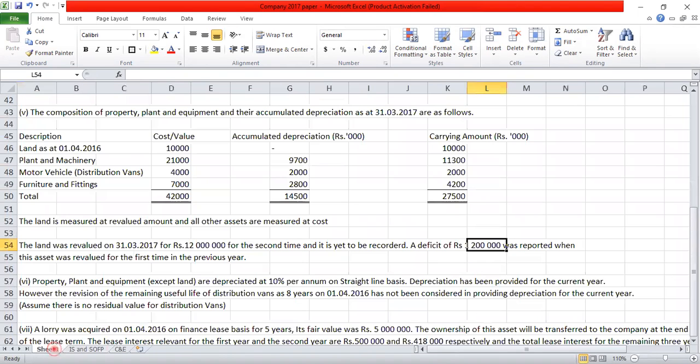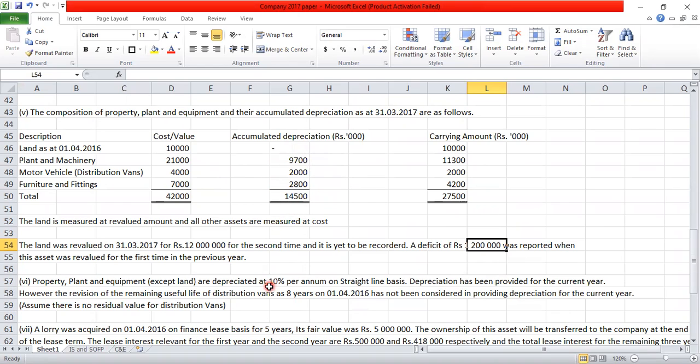What is adjustment number 6? Adjustment number 6 says that property, plant, equipment except land are depreciated at 10% per annum on straight line basis. Depreciation has been provided for the current year. However, the revision of the remaining useful life of distribution van to 8 years on 1st April 2016 has not been considered in providing depreciation for the current year. Now you see here, I said depreciation has been provided for the current year. If they have given the depreciation for the current year, this should be inside the accumulated depreciation.